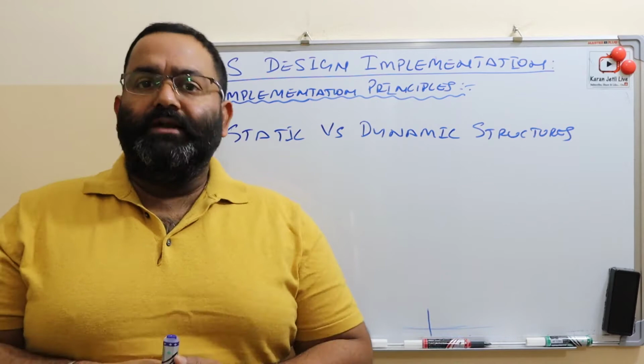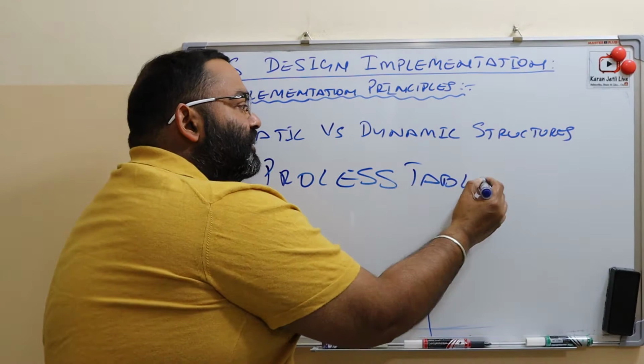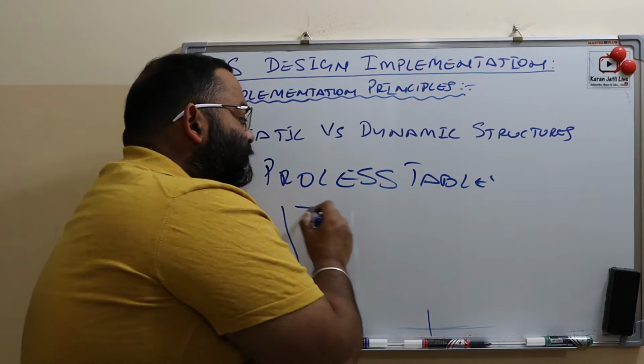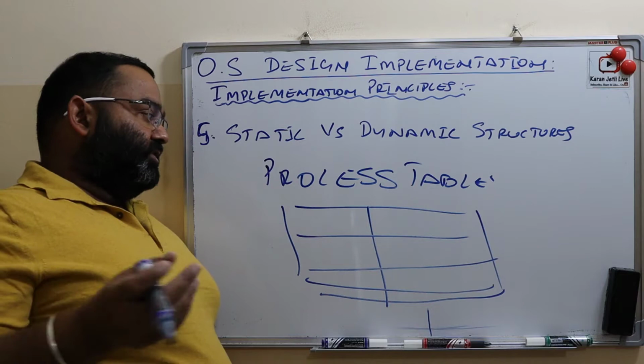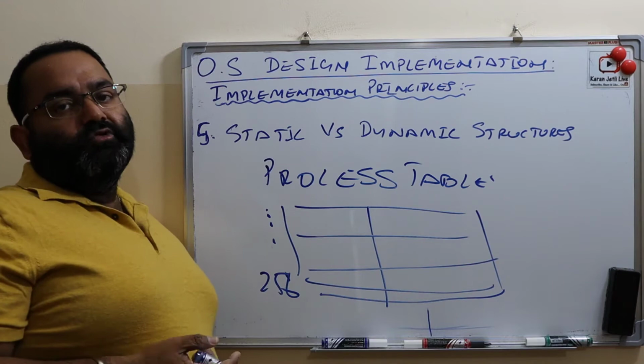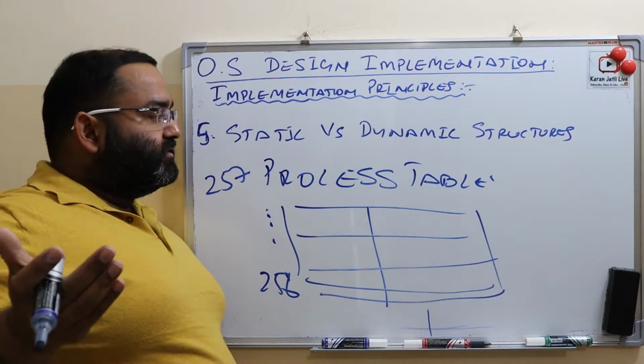For example, in an operating system, we have something called the process table. It is a table which contains entries of all the processes which are being executed. So, if in total it has 256 entries and the system tries to create a 257th entry, then the process table will fail. Why? Because the total capacity of this is 256.